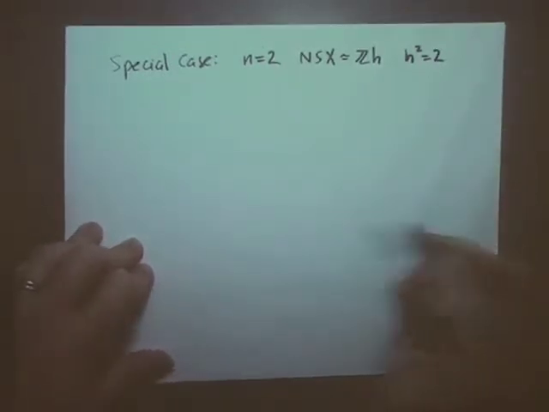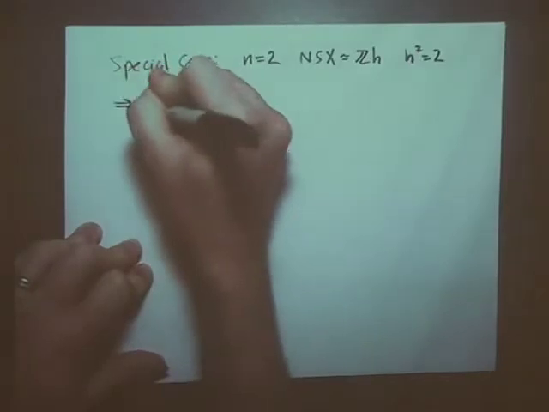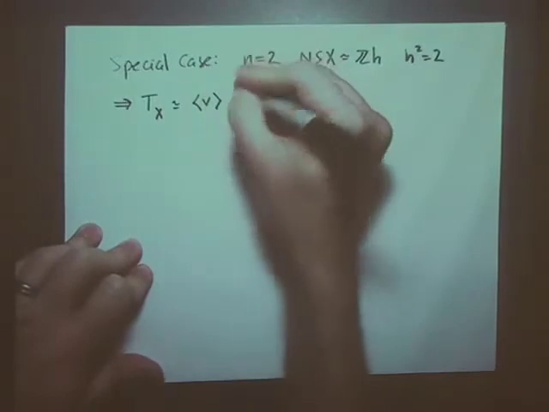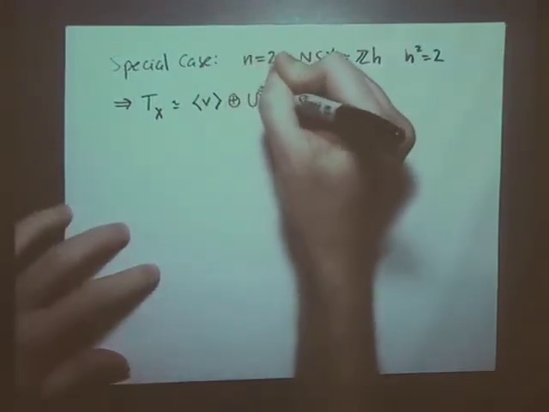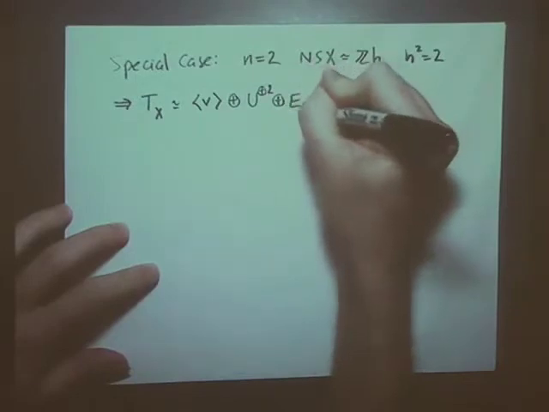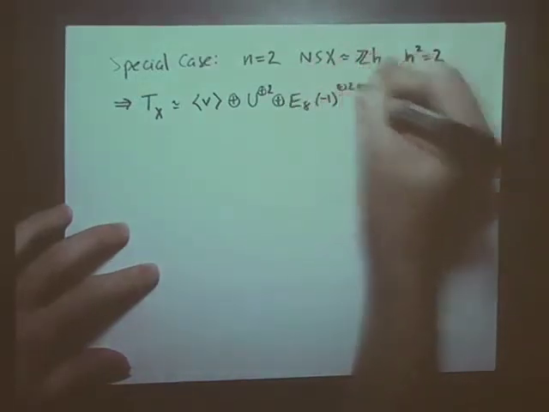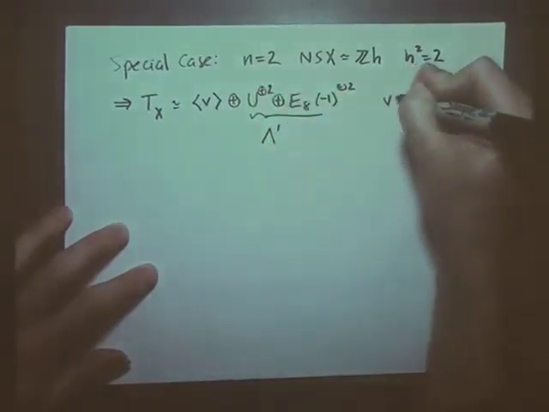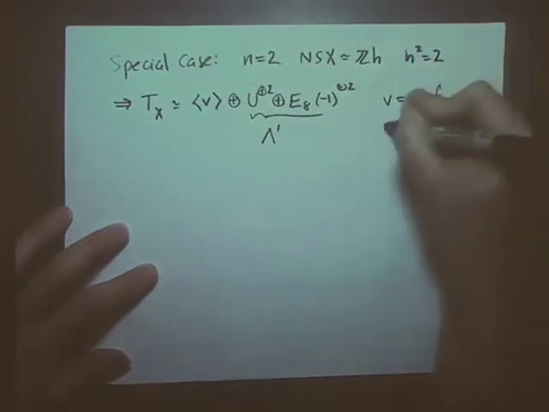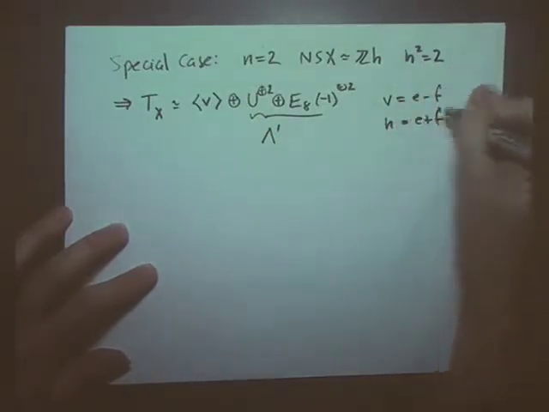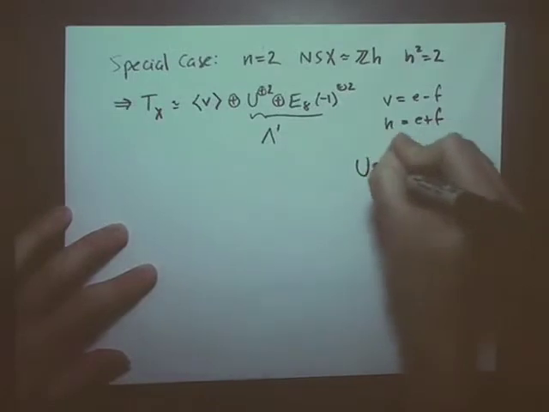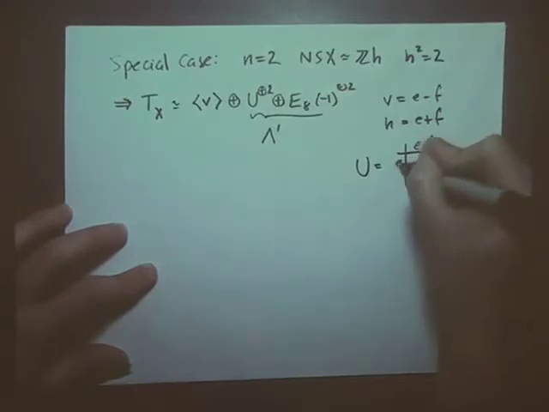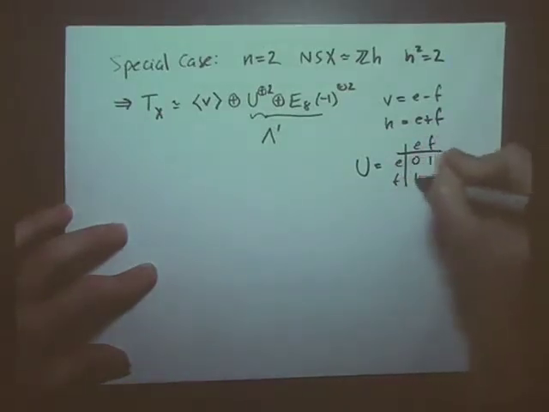And these were degree 2 K3 surfaces, and in this case we computed that the transcendental lattice was isomorphic to some vector V, which I'll spell out in a second, and then 2 copies of the hyperbolic plane and 2 copies of the negative definite version of E8, which we called lambda prime. This V was equal to E minus F, and H was equal to E plus F, where E and F are a basis for the first copy of the hyperbolic plane, with Gram matrix 0, 1, 1, 0.